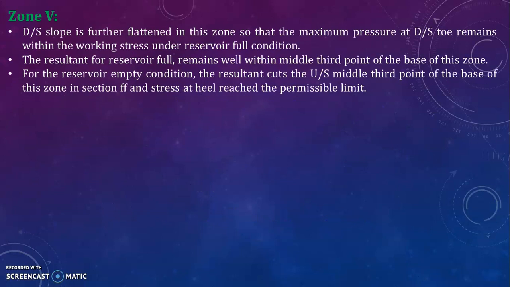Zone 5. The downstream slope is further flattened in this zone so that the maximum pressure at the downstream toe remains within the working stress under reservoir full condition. The resultant for reservoir full remains well within the middle third point of the base of this zone. For the reservoir empty condition, the resultant cuts the upstream middle third point of the base of this zone in section and stress at heel reaches the permissible limit.